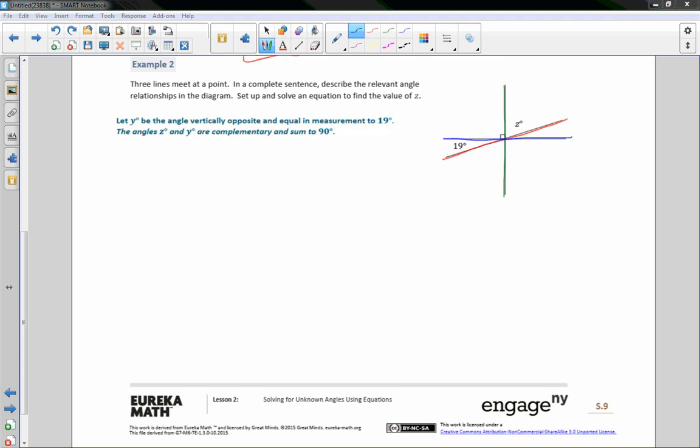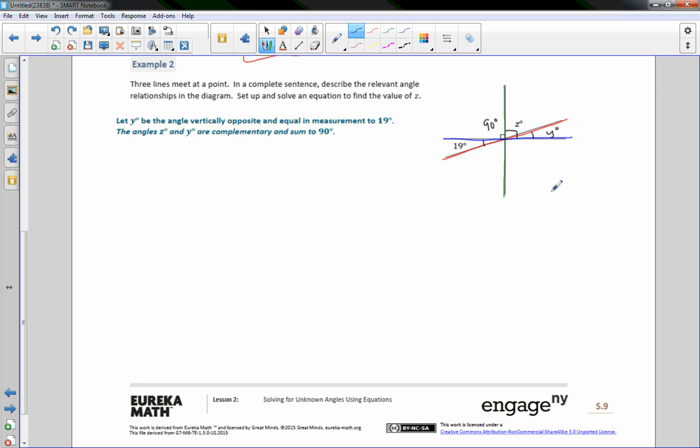Okay, so if we let y be the angle that is vertically opposite and equal to the 19-degree measurement, in other words, here's angle 19 formed by the red and blue lines, and here's the other side. Those are vertical angles. And we're going to call this y. So it says let y be the angle vertically opposite, equal in measure to this one. The angles Z and Y are complementary and add up to 90. So if this is 90 degrees right here because of this square, the blue line and the green line are perpendicular, which means they form 90-degree angles. So all 4 of these angles are 90.